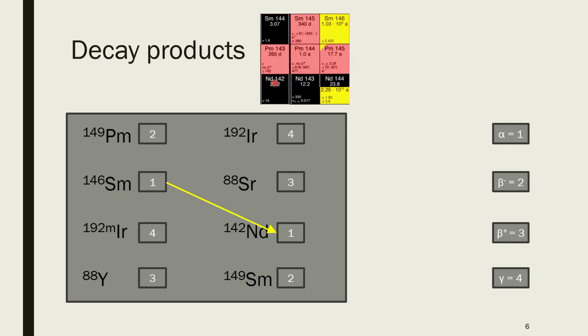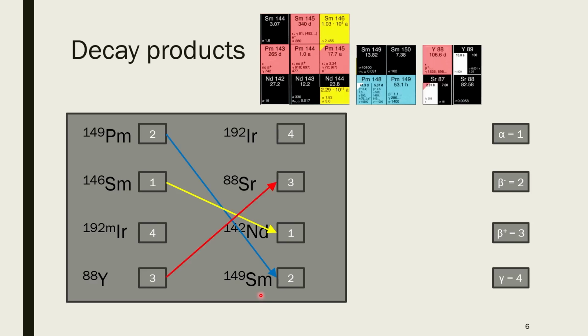Samarium 146 does alpha decay into neodymium 142. So this connection with a mass difference of 4 should indicate that it does alpha decay. Next one, we can see promethium 149 does beta minus decay to samarium, and therefore the proton number changes, but the nucleon number doesn't change. So this connection via the same nucleon number should indicate that we have some sort of beta decay. And this is also true for yttrium and strontium.